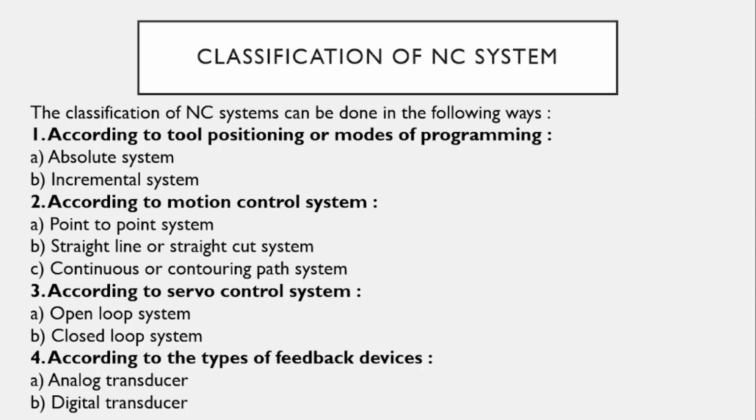Okay, now the NC system, which is called the numerical control system, is classified according to the tool positioning or modes of program. In tool positioning or modes of program, there are two different classifications: one is the absolute system and another is the incremental system. The second one is the motion control system. There are three different types: point-to-point system, straight line or straight cut system, and continuous or contouring path system.